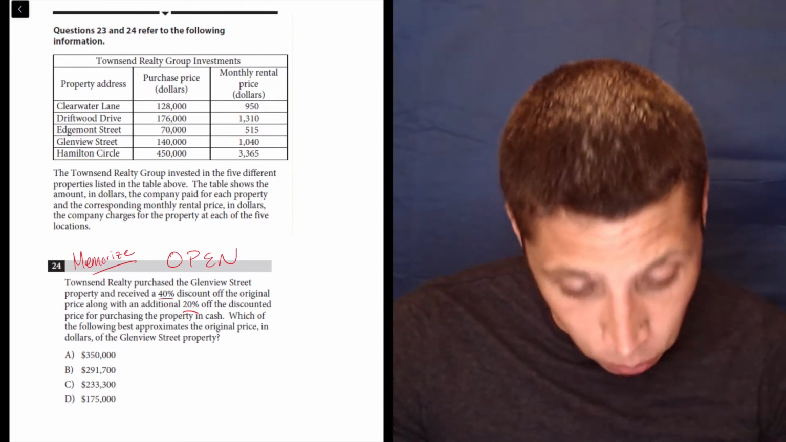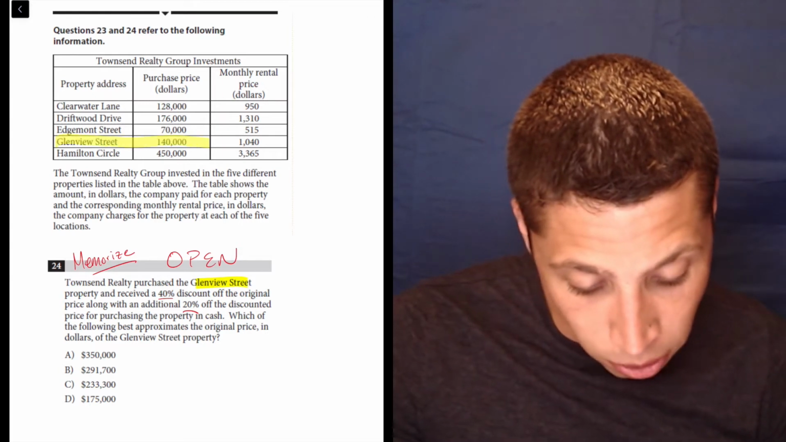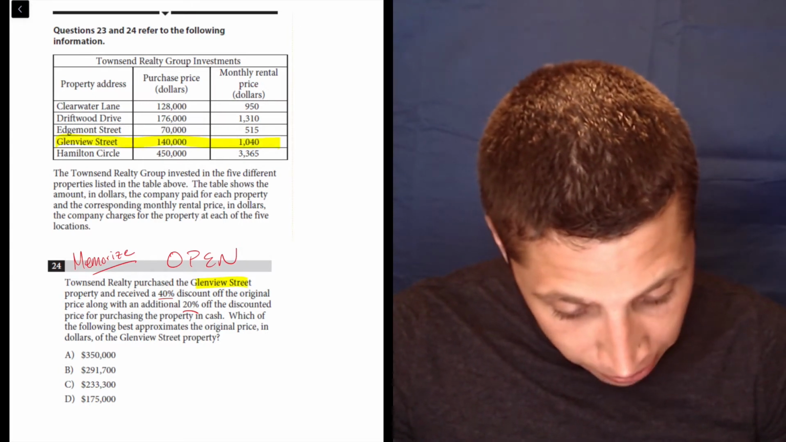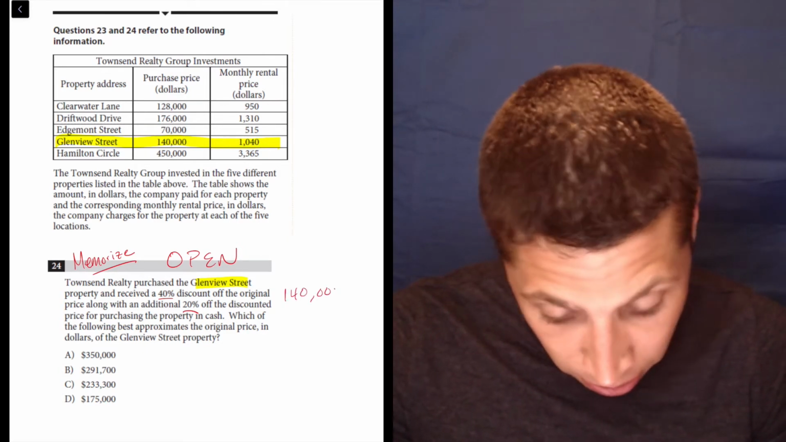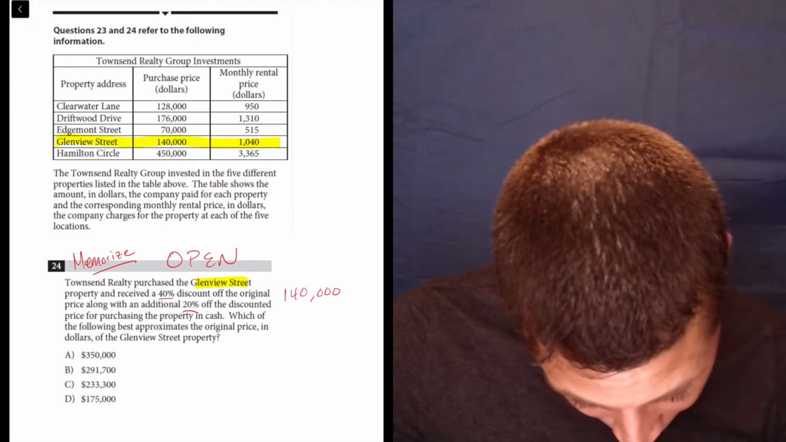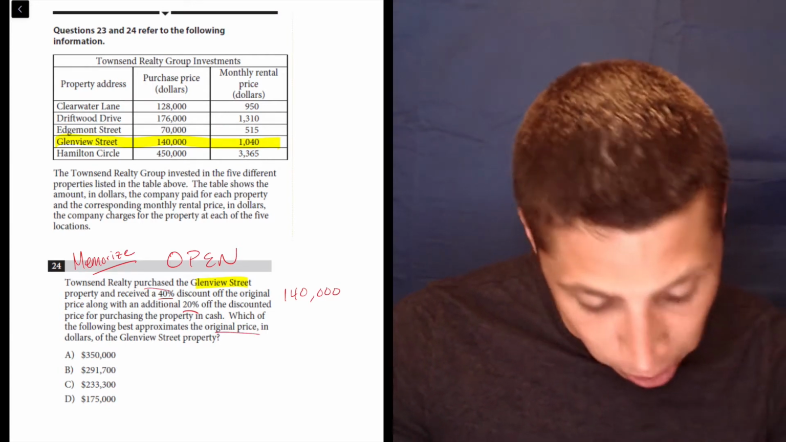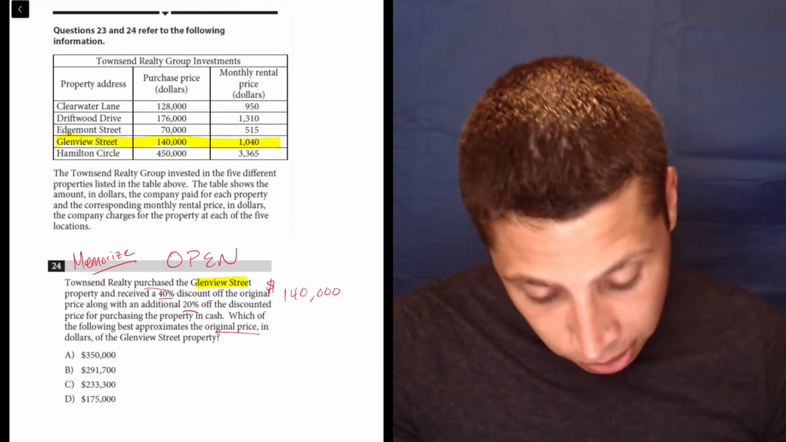So first of all, what do they want? Okay, they want me to look at the Glenview Street property. That's right here. So I'm just going to copy this information down. It's $140,000 for the purchase price. Is that what I care about? Purchased it. Yeah, they got it. Okay, the original price. Yeah, okay. So I don't care about the rental price. I just care about this. Okay, so let's zoom in here.